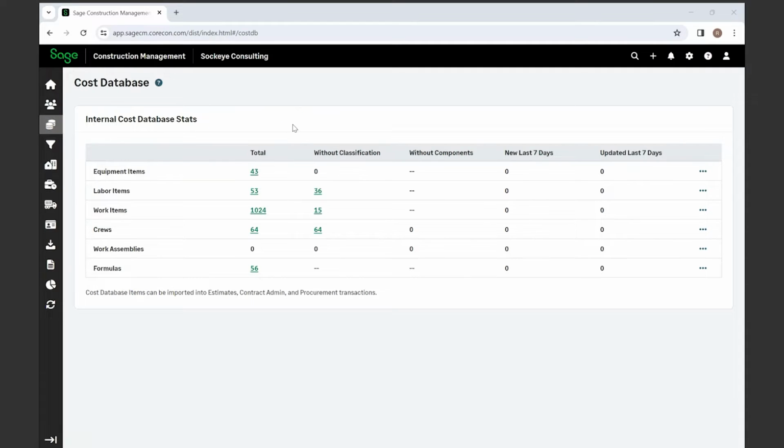Again, this is also a bilateral item. So whether you're adding these items in Sage Intacct or Sage Construction Management, they will be able to be linked and sync up accordingly to any changes that are made on either side. So we're going to open up right off the bat an equipment item.